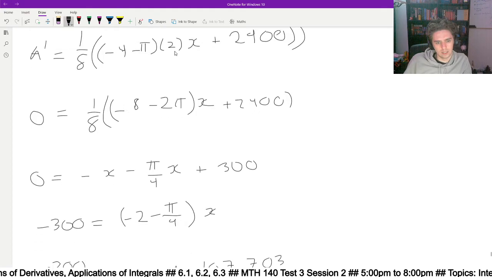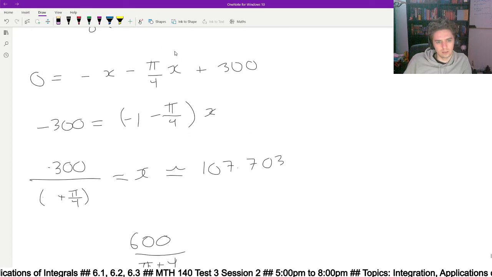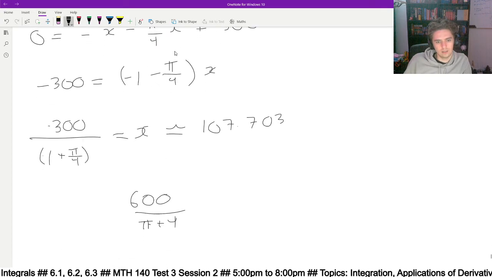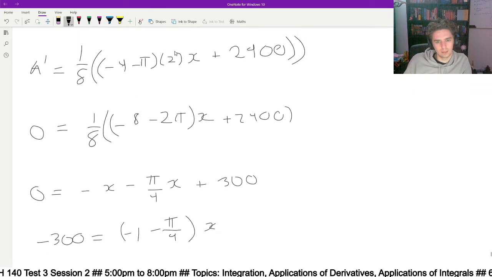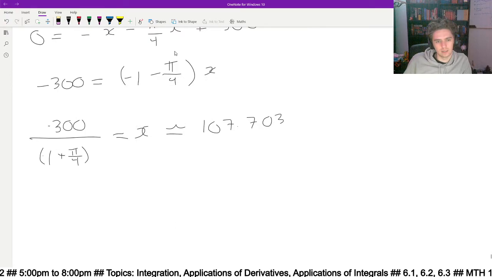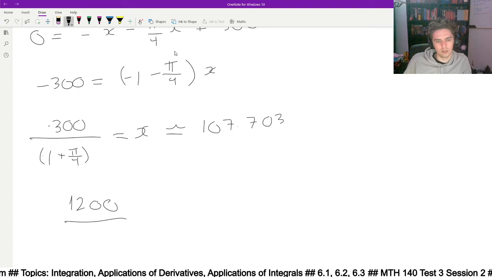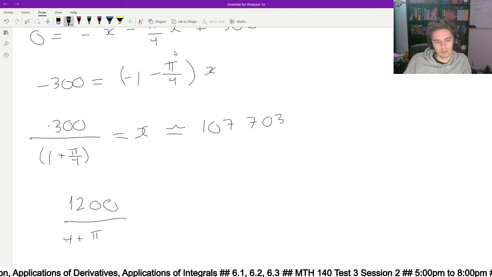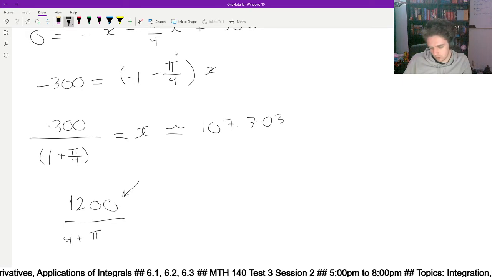So this is just a negative x. So this is just a negative 1. So this is just a 1. So this is going to be... Still not quite right, because look what happens if I multiply by 4. It's going to be 1200 over 4 plus pi, which is still off. The top is still 2 times too big.